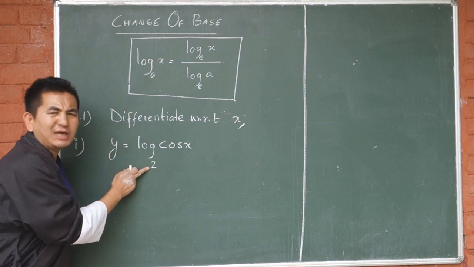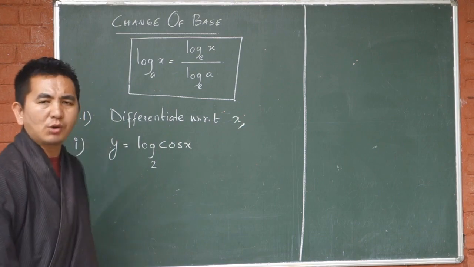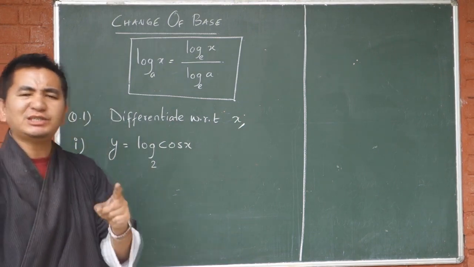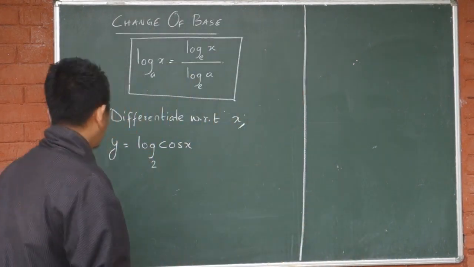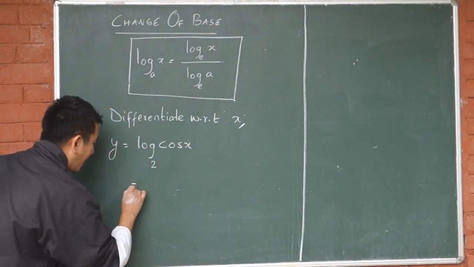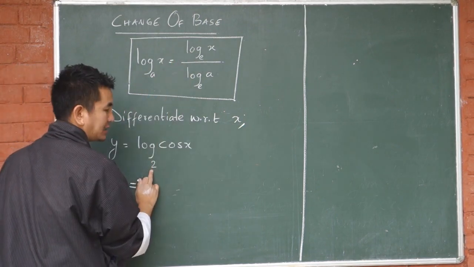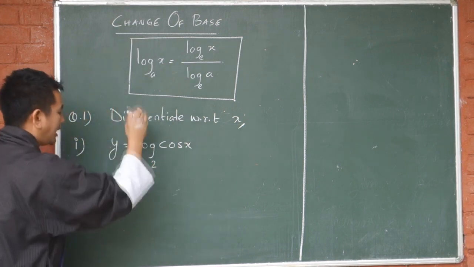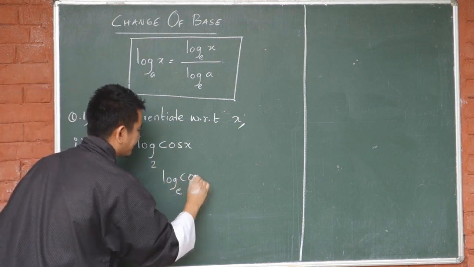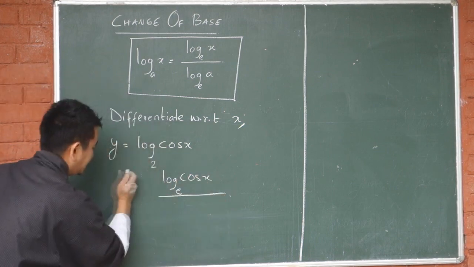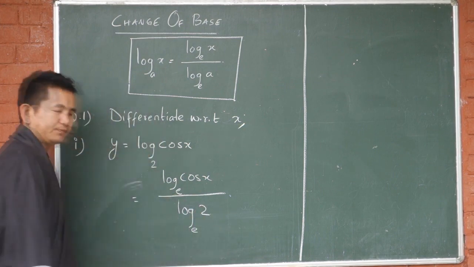Here you can see the base is not e, so you cannot differentiate directly. You cannot just write 1 by cos x, no, that won't work, because only the differentiation of log to the base e of x is 1 by x, not other bases. So let me apply the change of base. If you want to change this base, which is right now 2, to e, then I can write this as log to the base e of cos x divided by log to the base e of 2.